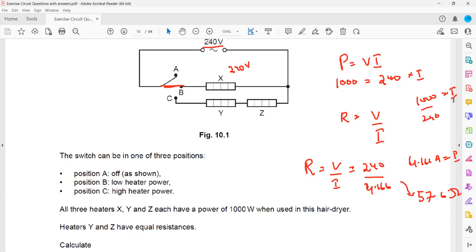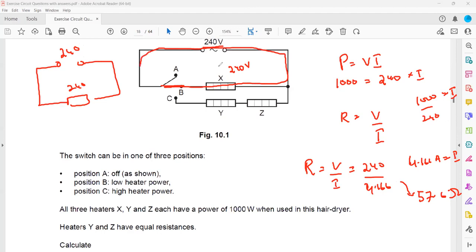How do we know it is 240 here? Because whenever a component is connected in parallel to the supply, it will receive the same voltage. It is 240, so this will receive 240. X is actually in parallel to the supply, that's why it receives the same voltage. But what happened to Y and Z? Y and Z have equal resistance, so the voltage will divide between them. If it's 240 volts and they have equal resistance, the voltage will divide.